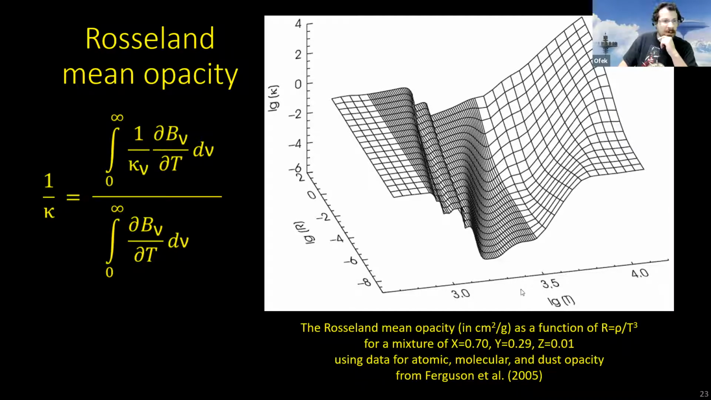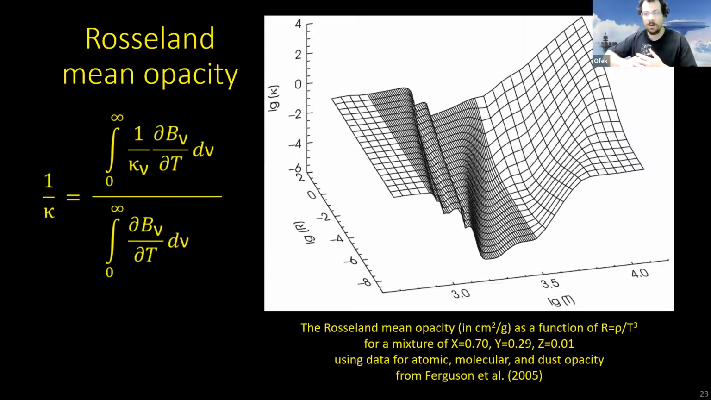One of the axes here is temperature on a logarithmic scale. The other axis is R, which is a proxy for density. It's basically density normalized by the temperature cubed, because what we're talking about always, of course, is radiation density, which is T to the 4. So there's some normalization here to get this on reasonable footing. And on the vertical axis, we have the log of kappa, the Rosseland mean opacity. And as you can see, these functions are not simple.